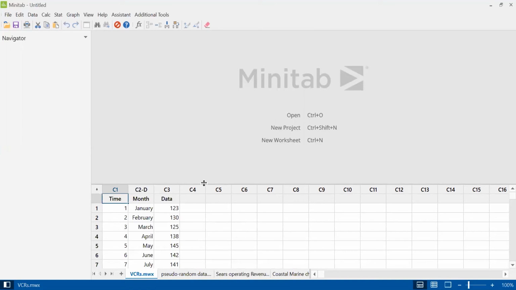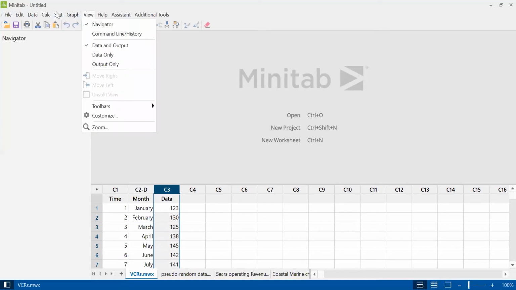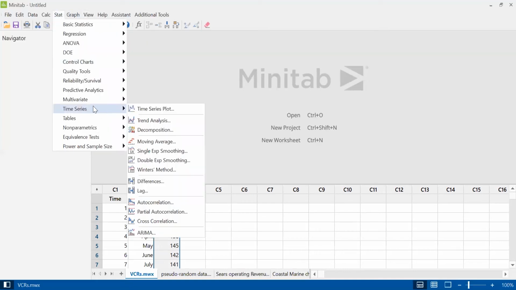So I open the file now, and you can see there are 3 columns. First column is time, second column is month, and the third column is the actual data, the actual number of VCRs sold. Okay, for this task, we want to obtain the autocorrelation graph and autocorrelation values. So what we do is we go to Stat on the top, and then you move to Time Series. We'll be using this a lot. Then going through the list, you will find Autocorrelation. That's the one we want.